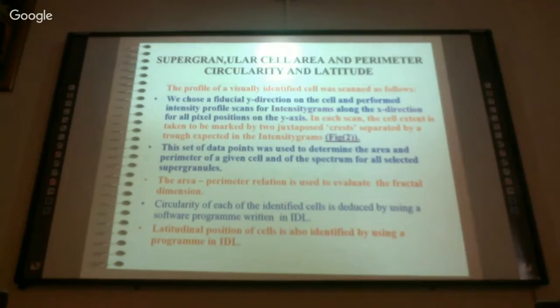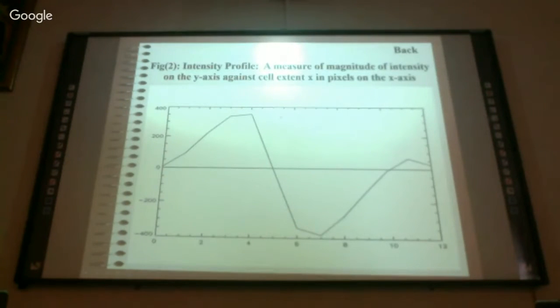So these points were used to determine the area and perimeter of the cell and of all selected supergranular cells. Similar methods are carried out to determine the area and perimeter of these supergranular cells. So I will show you what this velocity scan profile looks like. This gives us the dimension, the size or length scale of the supergranular cell, the distance between this and this.